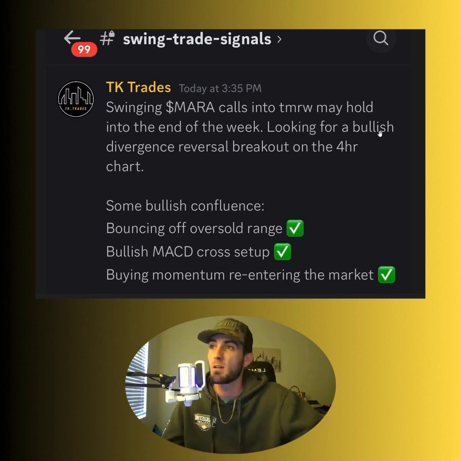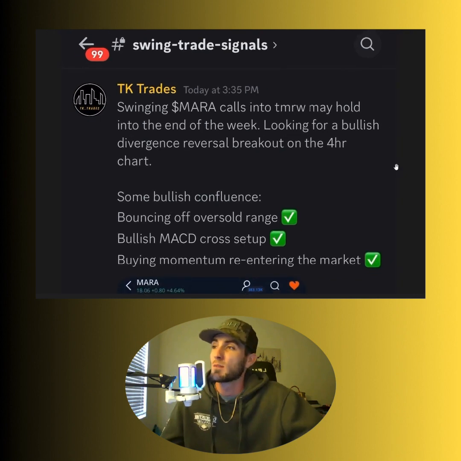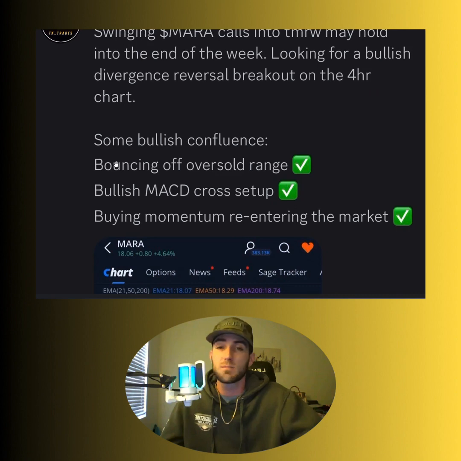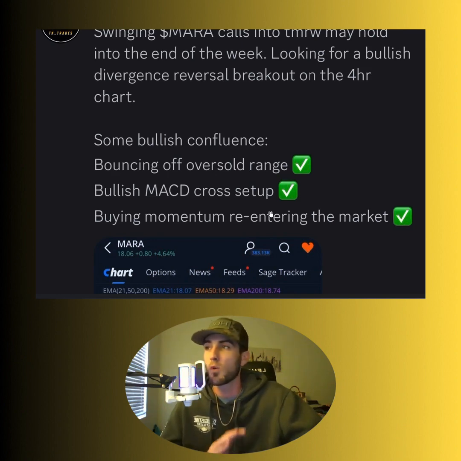Here we have a bullish divergence setup. Instead of this being on the 5 and 15-minute chart for scalps, it is on the 4-hour chart, so we're swing trading it. Some confluence I had to go along with that is the RSI is not only giving us bullish divergence, but it is bouncing off the oversold range. The MACD is curling and giving us the bullish MACD cross setup, and buying momentum is starting to re-enter the market on the TTM. All of that is an A+ setup, more than a few indicators agreeing with each other.